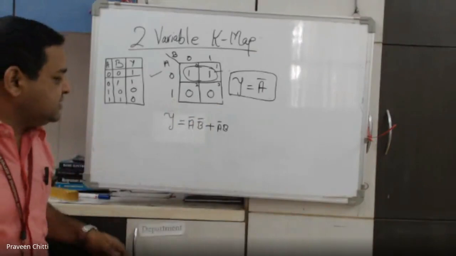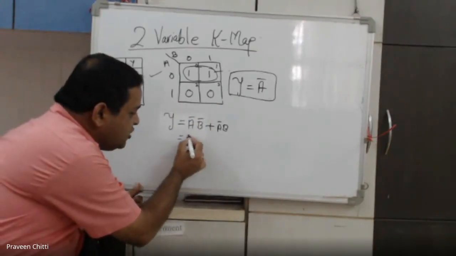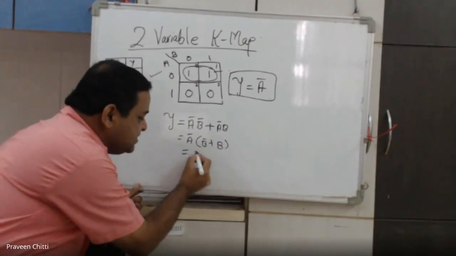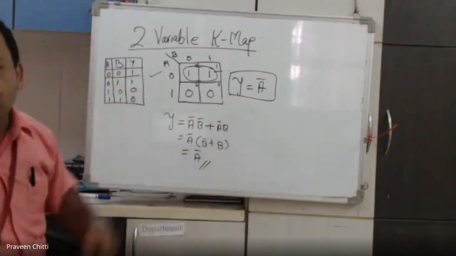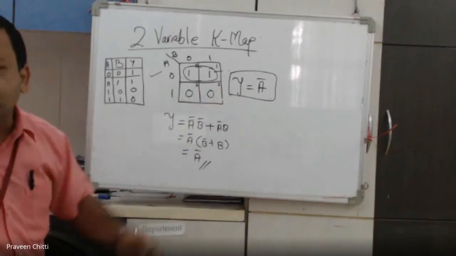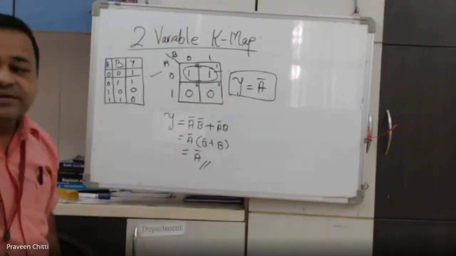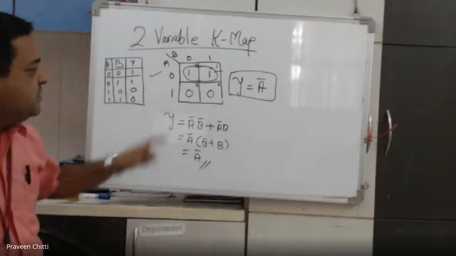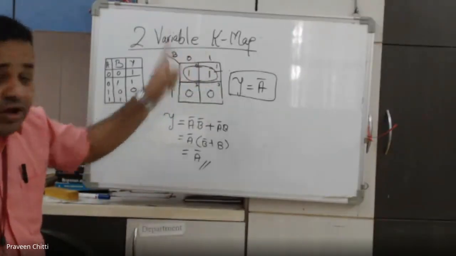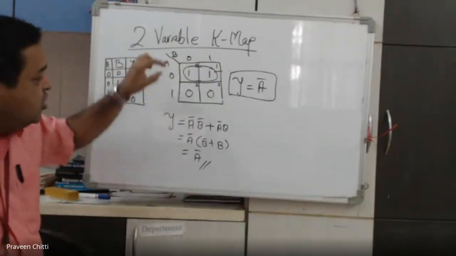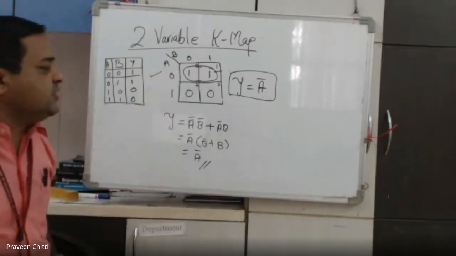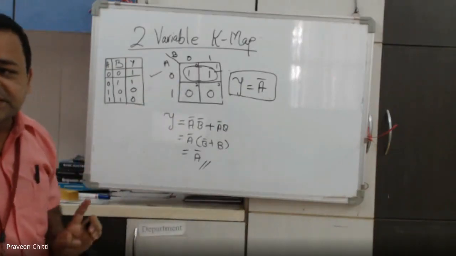How do you cross-check it? You can check here. What you get from this also? A bar into bracket B bar plus B, and that is nothing but A bar. Same we have got. So the direct simplified answer we get from the K-map. There is a 2 variable K-map. So B and B bar both columns are covered, so B is eliminated here. Only A remains, and A is appearing in complemented form. So the answer for this is A bar. Is that clear? Is it fine?